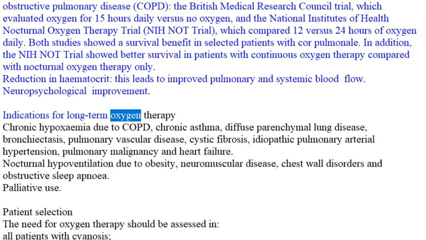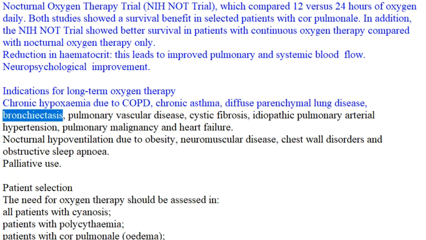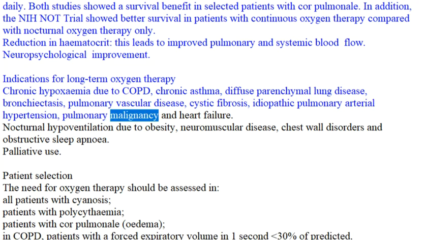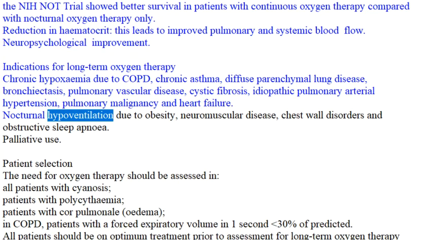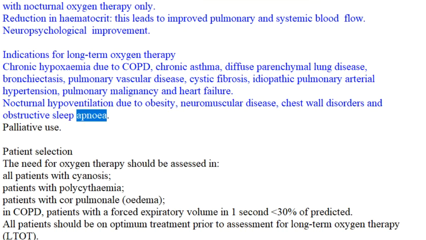Indications for long-term oxygen therapy. Chronic hypoxemia due to COPD, chronic asthma, diffuse parenchymal lung disease, bronchiectasis, pulmonary vascular disease, cystic fibrosis, idiopathic pulmonary arterial hypertension, pulmonary malignancy, and heart failure. Nocturnal hypoventilation due to obesity, neuromuscular disease, chest wall disorders and obstructive sleep apnea. Palliative use.